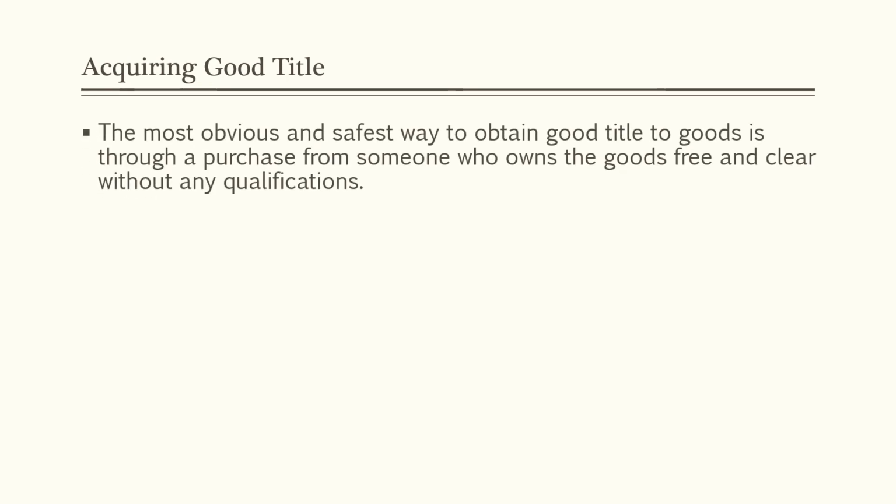How do you acquire good title? The most obvious and safest way to obtain good title to goods is through a purchase from someone who owns the goods free and clear without any qualifications. This means the goods don't have a mortgage on them, they don't have a lien on them. The people own them outright.